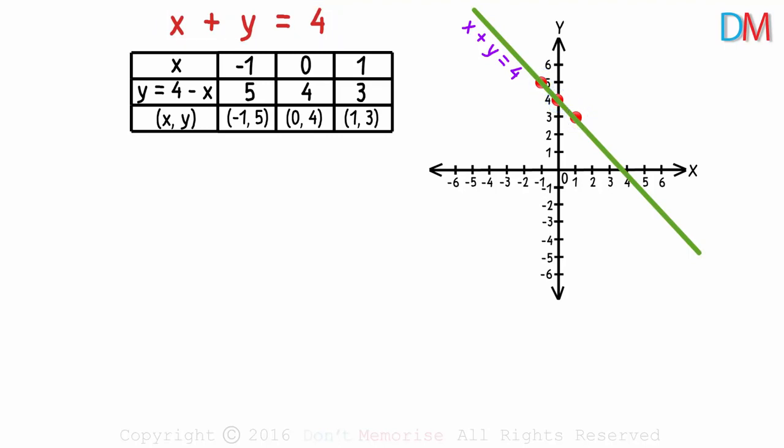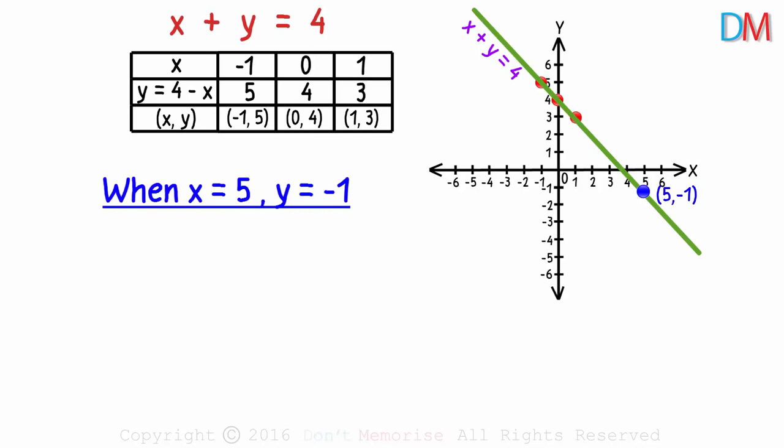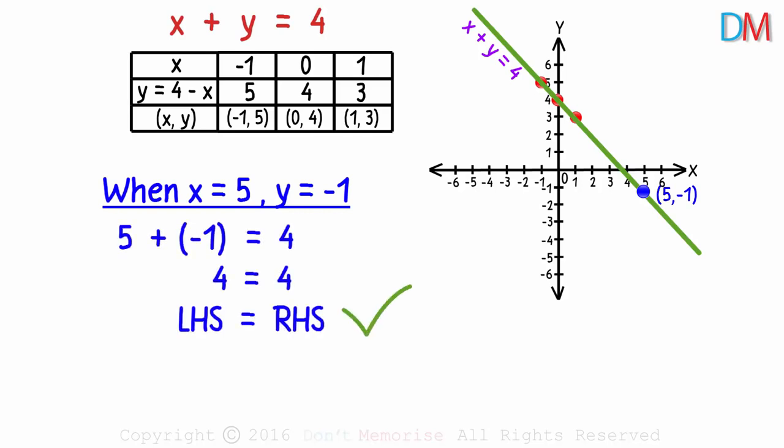So let's take another random point. Say this one. It's 5, -1. When x is 5 and y is -1, we see that the equation is satisfied. 5 plus -1 is 4. So whichever point you take on this line, it will be a solution to this linear equation.